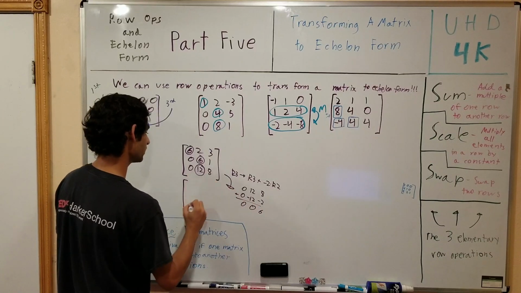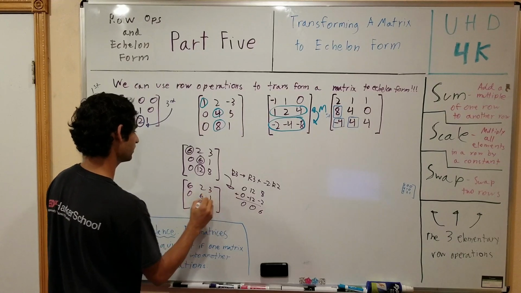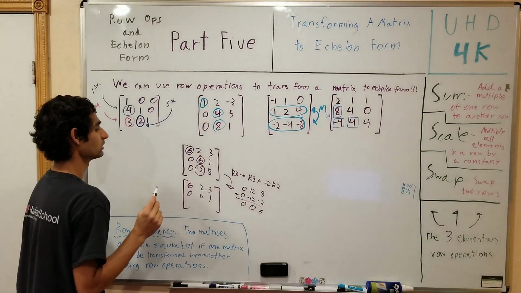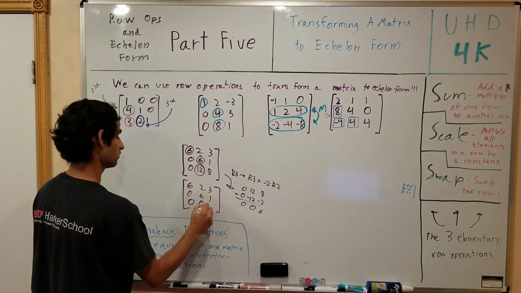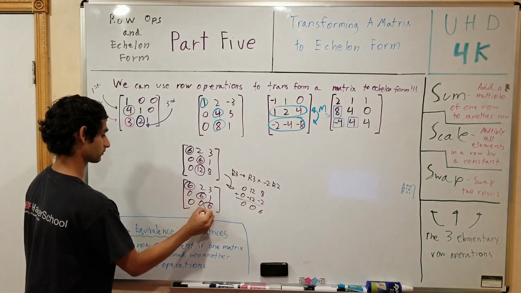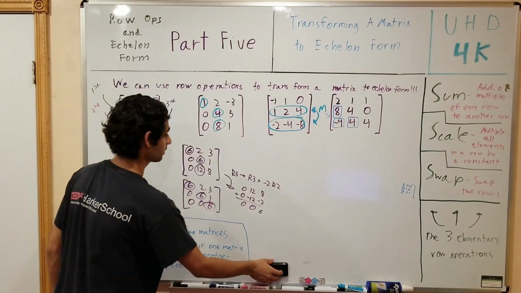And so after doing our row operation, we get 6, 2, 3, 0, 6, 1. The first and second rows remain the same. We haven't performed the row operation on these two rows. The third row, we've added -2 times the second row: 0, 0, 6. This matrix is in echelon form. It matches all our conditions. So let's move on to some other matrices.